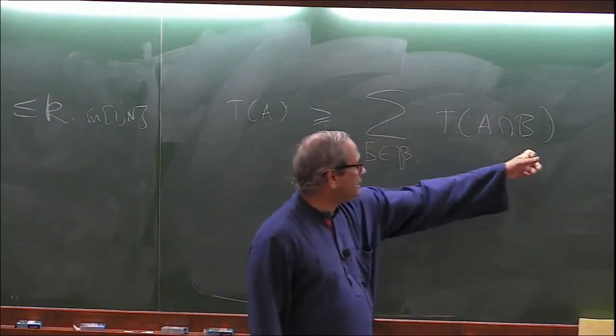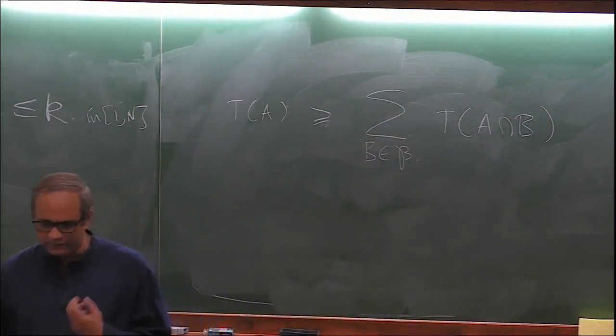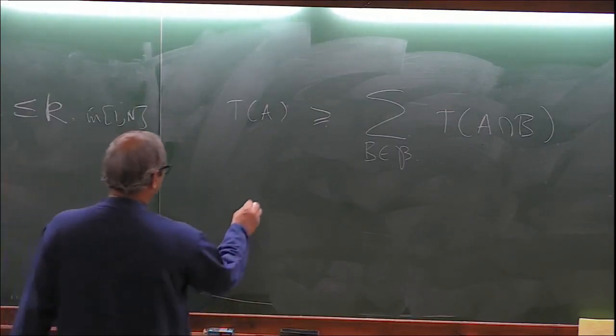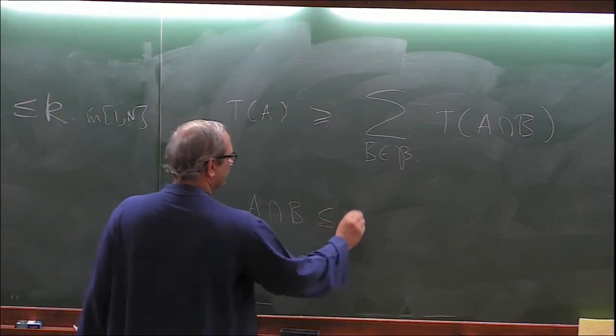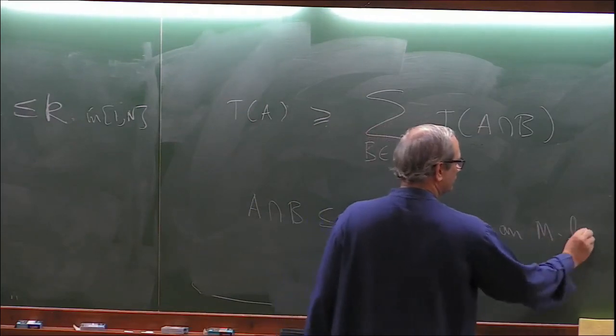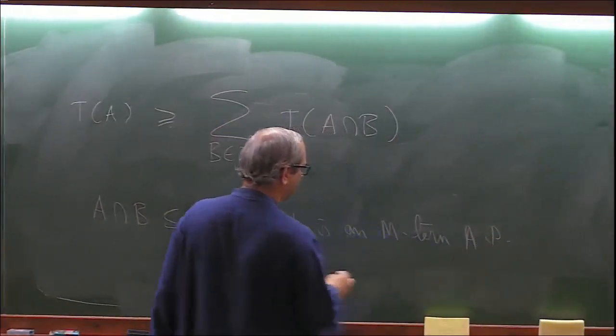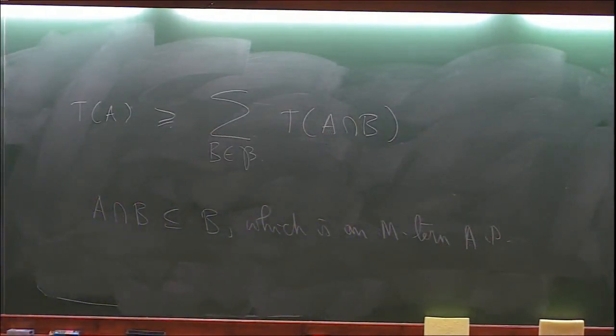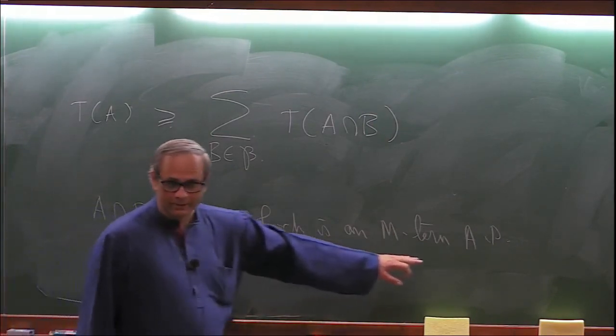But you see that A intersection B is contained in a set of M elements. It's contained in B, which is an M-term AP. And an arithmetic progression is just the image of the interval 1 to M under a homothety, right? It's just you send x to ax plus d, and the image of 1 to M under this suitably defined homothety is the arithmetic progression of M terms.